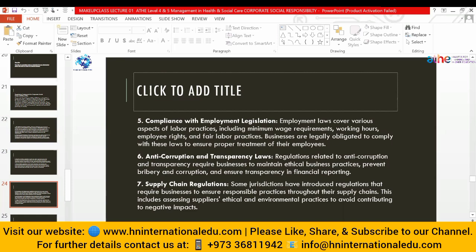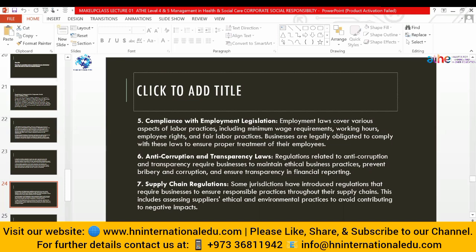Anti-corruption and transparency law. Regulations related to anti-corruption and transparency require businesses to maintain ethical business practices, prevent bribery and corruption, and ensure transparency in financial reporting. That is, we want white collar. Everything should be translucent and clear and not opaque. How can we do that? When we find out that there is some problem related to corruption in an organization, then we can use this law.